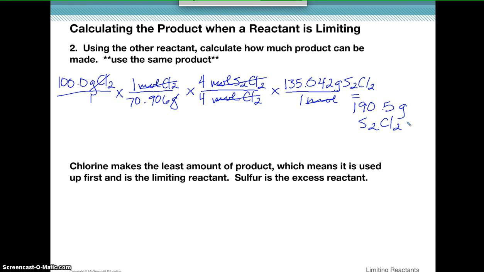Okay, so what you want to see is which reactant made the least amount of product. Well, if all the sulfur was used up, it would make 421.1 grams of product. If all the chlorine was used up, it would only make 190.5, which means chlorine is the limiting reactant because it made the least amount of product. Okay, so that also tells us that sulfur is the excess reactant. All right.